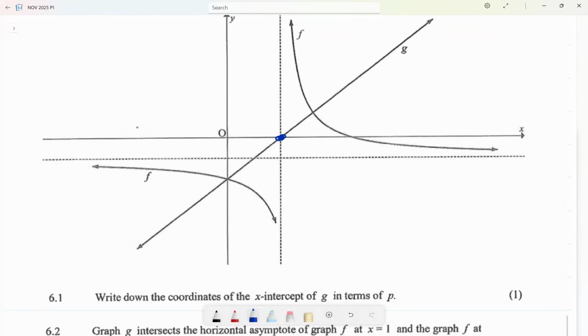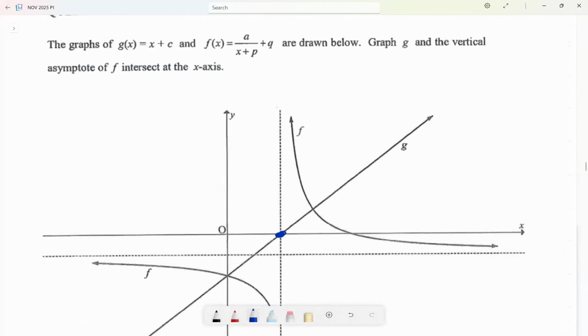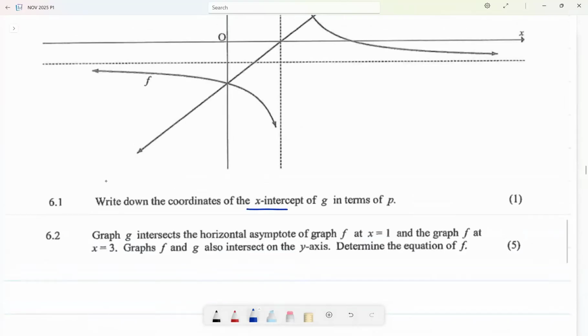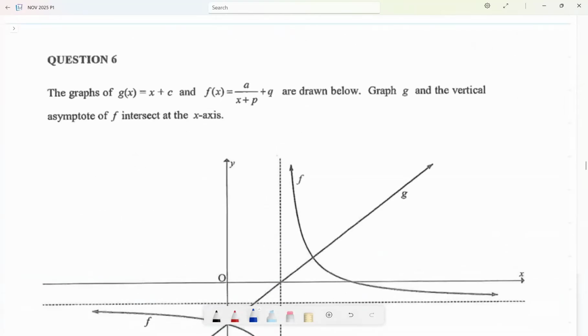Okay, so the x-intercept of this graph g is going to be the vertical asymptote of this one, which is this one. Okay, and then they say write down the coordinate of the x-intercept of g in terms of p.